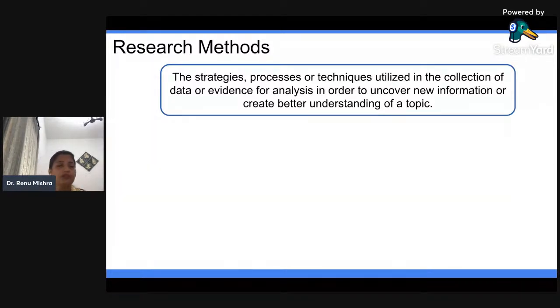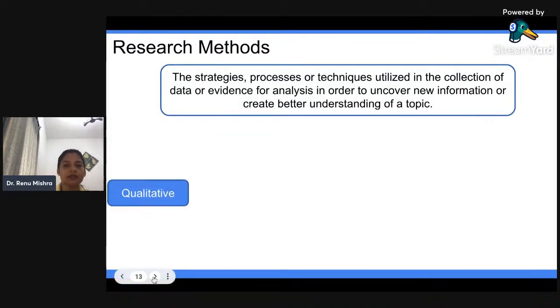Very simple. Now, what is research? To understand a topic, to understand a problem, to identify a solution of a problem. So, in doing all that, what are we using? We are using research methods. Very simple. Okay. All right. Now, moving ahead with research methods.